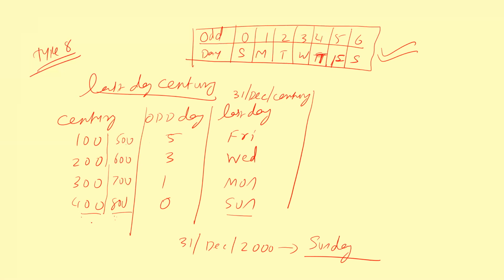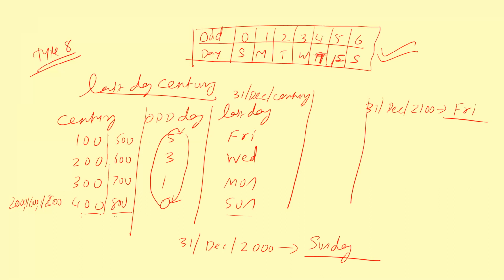The 800th last day is Sunday. The 1200th last day will be Sunday. The 1600 last day will be Sunday. The 2000 last day will be Sunday. So every 4th century's last day will be Sunday. Again, 31 December 2100 is the 21st century's last day. After Sunday, you start again with 5. It's a cyclic number. After 0, you don't stay at 0, you come back to 5. 5 represents Friday. So the 21st century's last day is Friday. This will be useful for finding the reference.